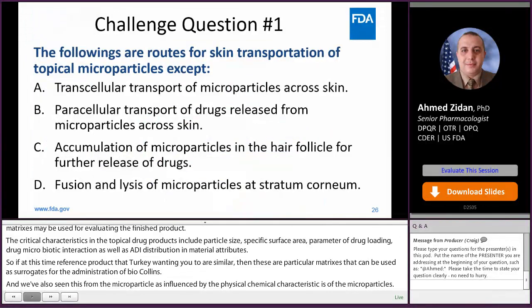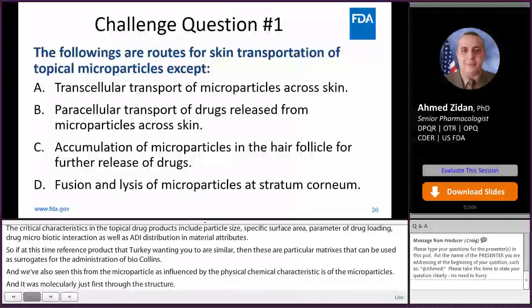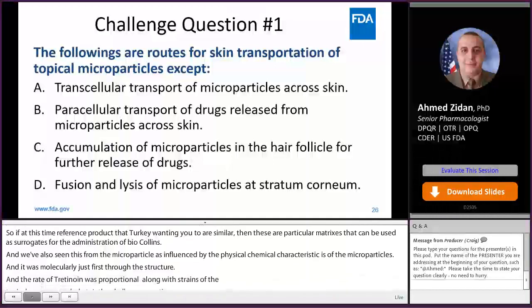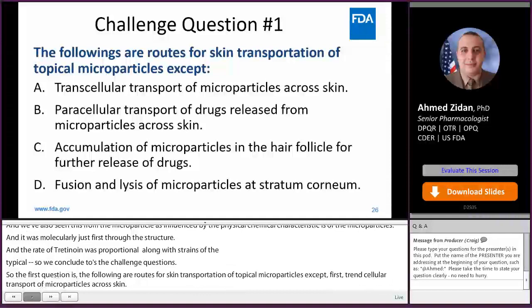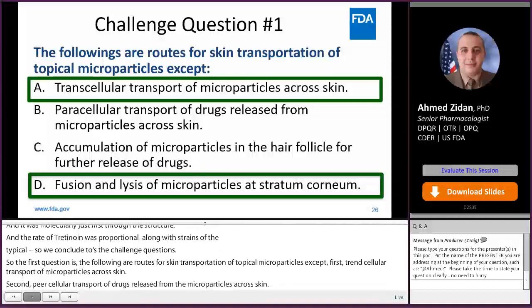So we can go now to some of the challenge questions. The first question is: the following are routes for skin transportation of topical microparticle except: first, transcellular transport of microparticle across the skin; second, paracellular transport of drugs released from the microparticle across the skin; third, accumulation of microparticles in the hair follicle for further release of drugs; and fourth, fusion and lysis of microparticle at the stratum corneum. So, of course, the first and last one are not true.